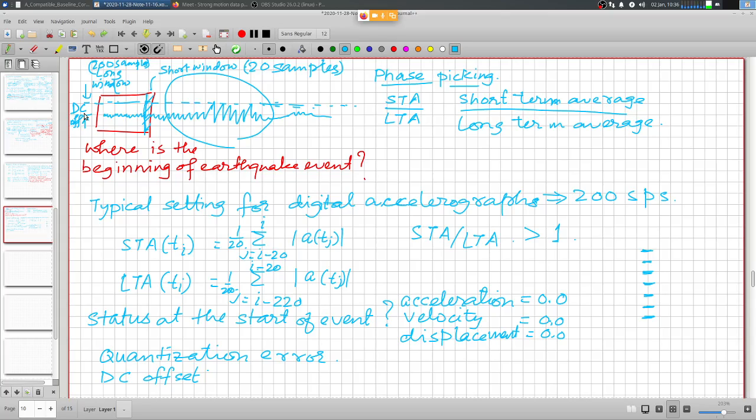Now, the quantization level also adds to this DC offset because we cannot go exactly to 0. There might be some error because of that. So effectively, its manifestation is similar to DC offset, but DC offset can be a little larger. The effect of quantization error, magnitude wise, is limited by half of the least count of the measuring system. So what is the effect of this?